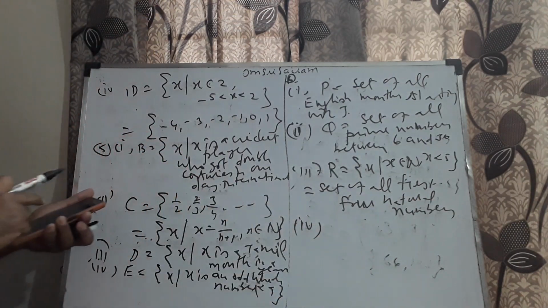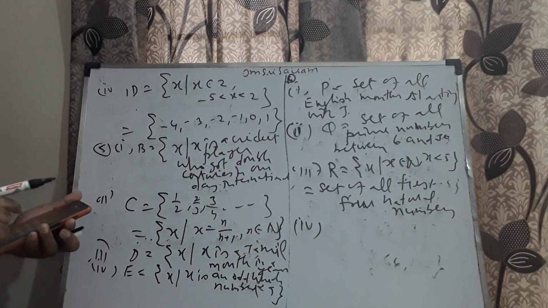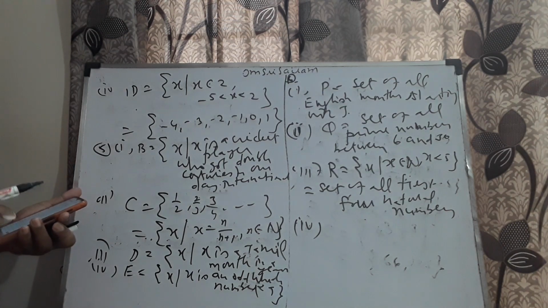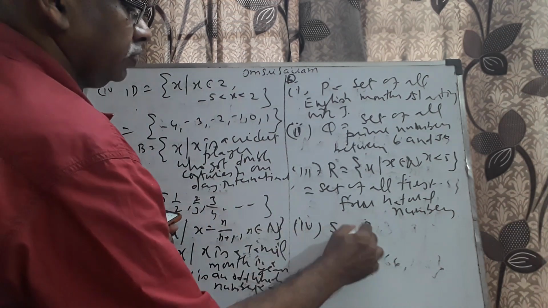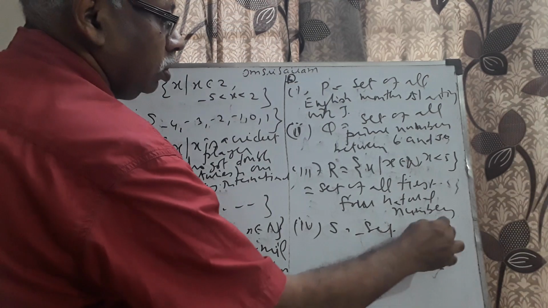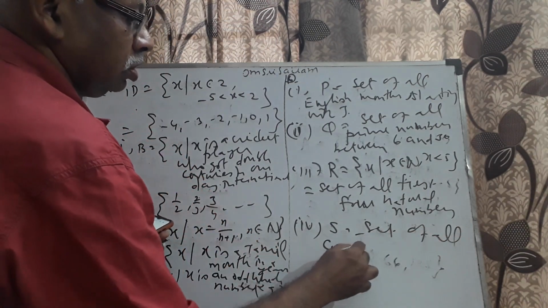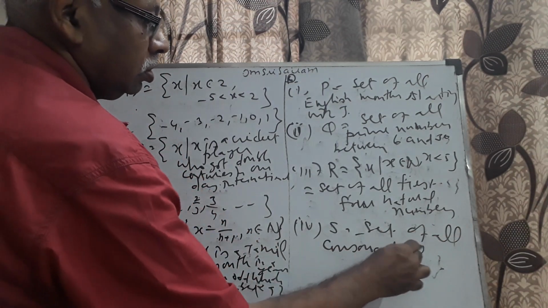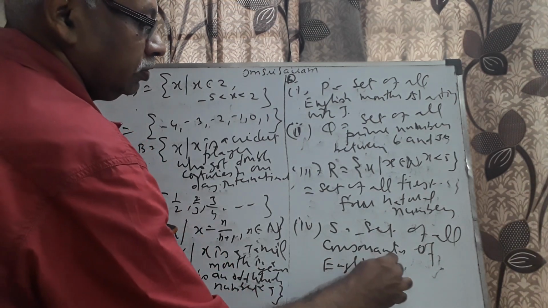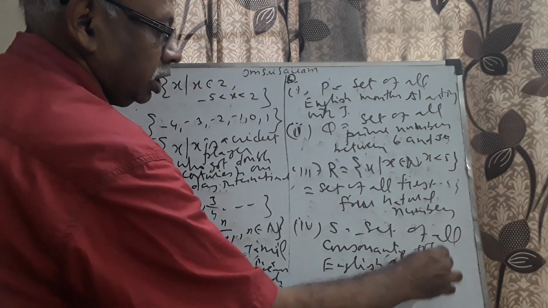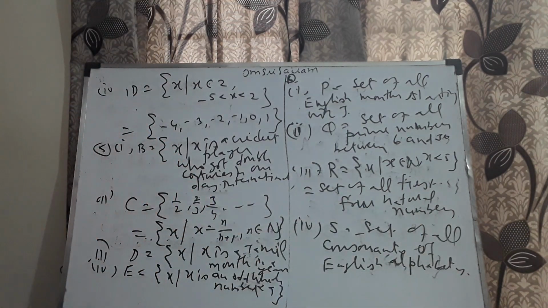Then the last one in that particular subdivision, he says x is a consonant in English alphabets. How do you write? Set of all consonants of English alphabets, that is what you are supposed to write. If you write in the descriptive form, I am supposed to write a description. These are the things you are supposed to do.